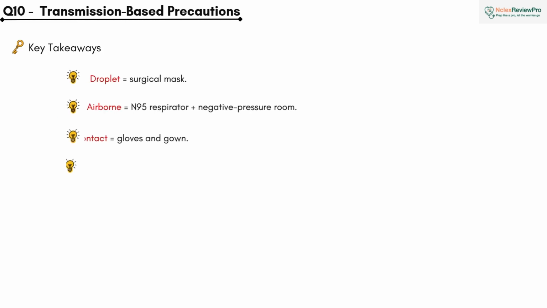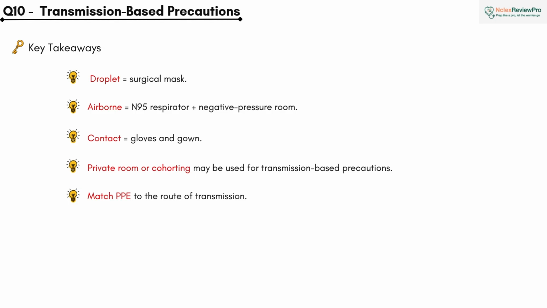The key takeaway is this: droplet precautions use a surgical mask. Airborne precautions use an N95 respirator with a negative pressure room, and contact precautions use gloves and gown. Private rooms or cohorting may be used for transmission-based precautions. Always match the PPE to the route of transmission.